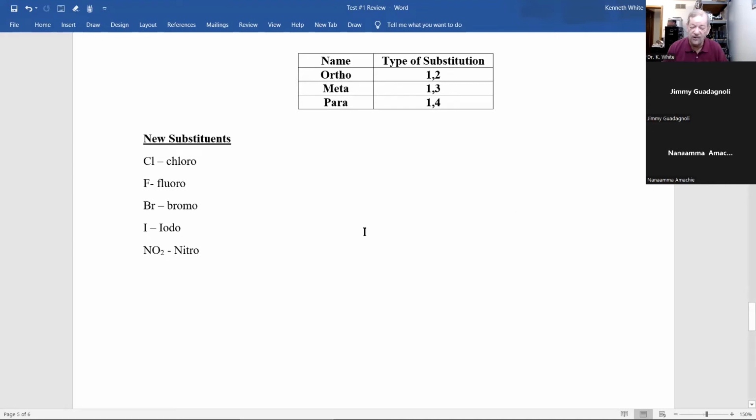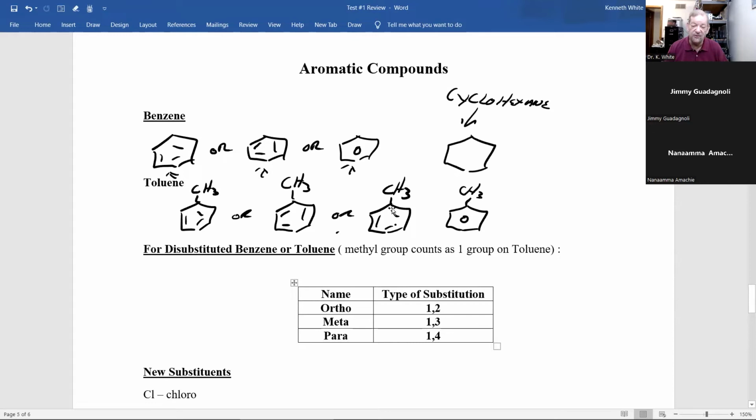Now, I taught you new substituents. A chlorine atom is called a chloro group. Fluorine atom, fluoro. Bromine, bromo. Iodine, iodo. NO2 is called the nitro group. Now, if you have more than two substituents on a benzene ring or toluene, you number, just like you did with cyclohexane.